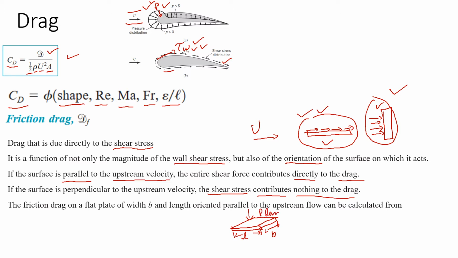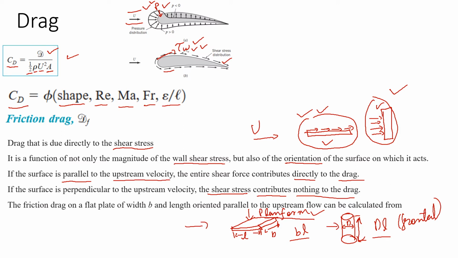We are talking about the planform area in this case, as we already saw in the previous lecture, that for the case of an airfoil we will take the planform area, and in case of a cylinder we will take the diameter times the length. We will take this DL as our area. In this case we will take BL as our area. So this is the frontal area, and this is the planform area, which we take with the help of our top view, the area that is formed in the top view.